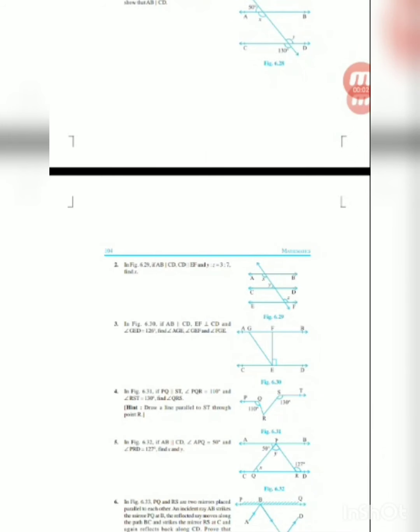Now we start exercise 6.2. We read the question from the textbook. So take out page number 103 in the textbook and question number 1. In figure 6.28, find the value of x and y, then show that AB is parallel to CD.